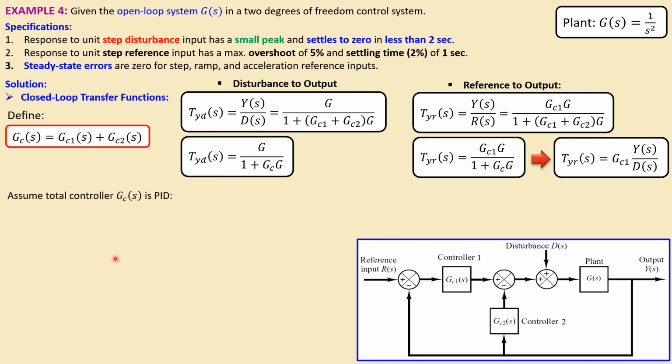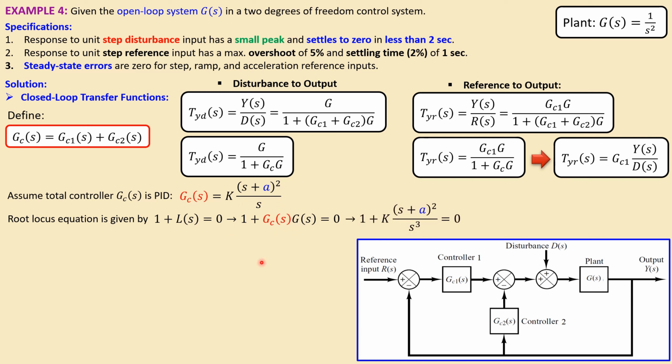Now let's start again by assuming that the total controller expression we have here, in the characteristic equation, is a PID controller of this form. So we have 2 zeros at the same location and 1 pole. That's the transfer function for our total controller, the PID controller. Then the root locus equation is given by 1 plus the loop transfer function equals 0. So 1 plus the controller times the plant equals 0. If I now substitute everything, this will be the result.